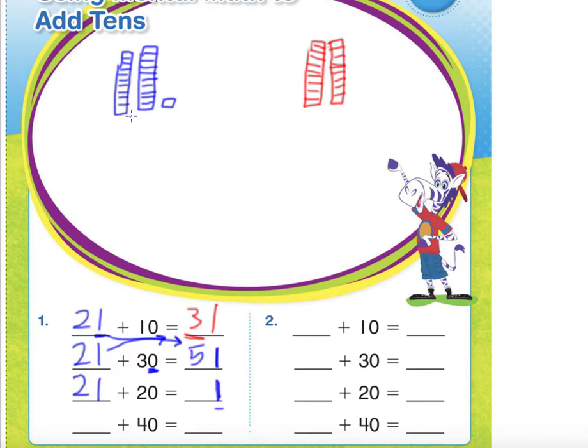Let's count our tens. 1, 2, 3, 4. Or if you prefer to count by tens, we can do that too. 10, 20, 30, 40. And our answer is 41. And again, you can always check your answer by rewriting it. 21 plus 20. And I'll get my different colors out.